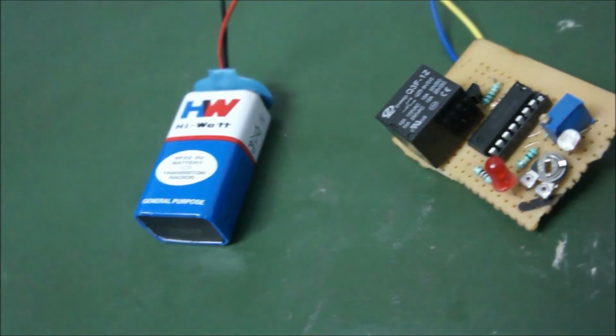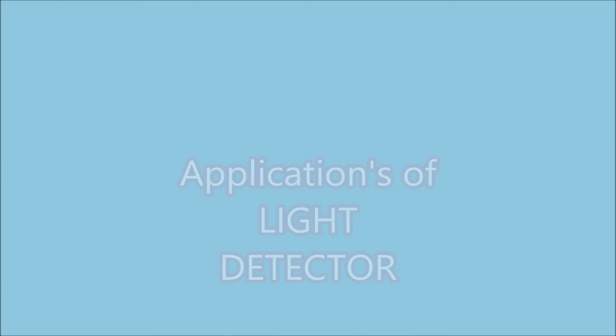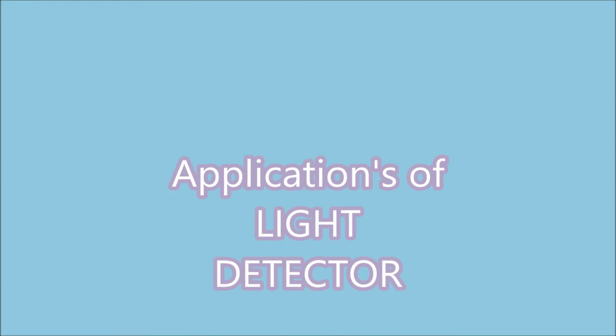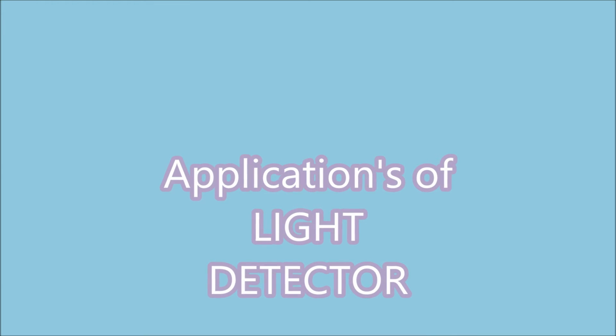When the light gets off, the resistance offered by the LDR is high and the LED gets on. When the light gets on, the LED gets off. This circuit can be implemented in street lights so that it can save electricity.